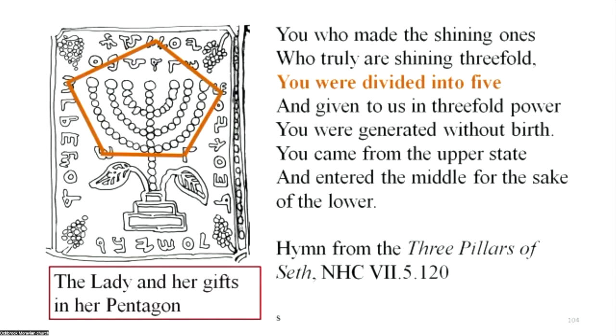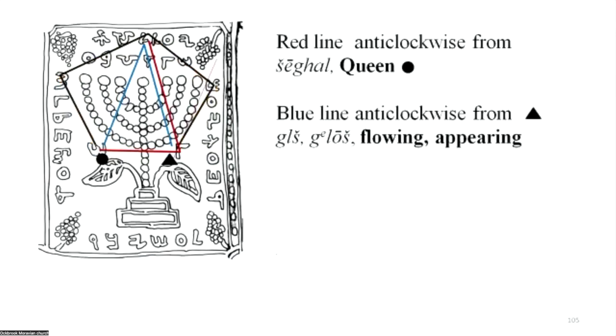Now, that is a curious illustration. The lady is a fivefold being, and she comes from the top part of the tablet. She enters the middle for the sake of the bottom part. So there's the lady's pentagon. Now I'll show you just one or two things that can be done with the pentagon. I'll show you more of these tomorrow when we're looking at the city of Jerusalem.